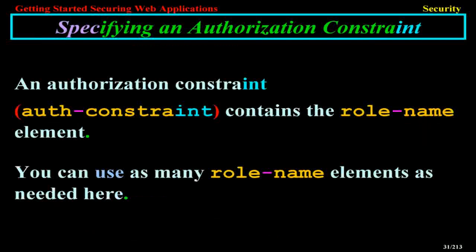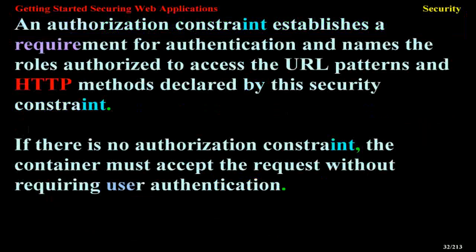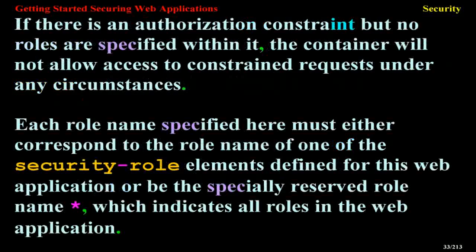You can use as many role-name elements as needed here. An authorization constraint establishes a requirement for authentication and names the roles authorized to access the URL patterns and HTTP methods declared by the security constraint. If there is no authorization constraint, the container must accept the request without requiring user authentication. If there is an authorization constraint but no roles are specified within it, the container will not allow access to constrained requests under any circumstances.